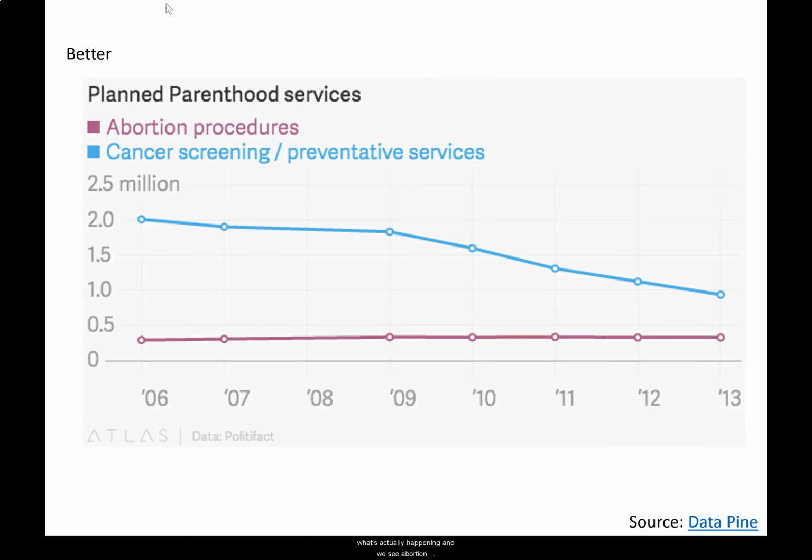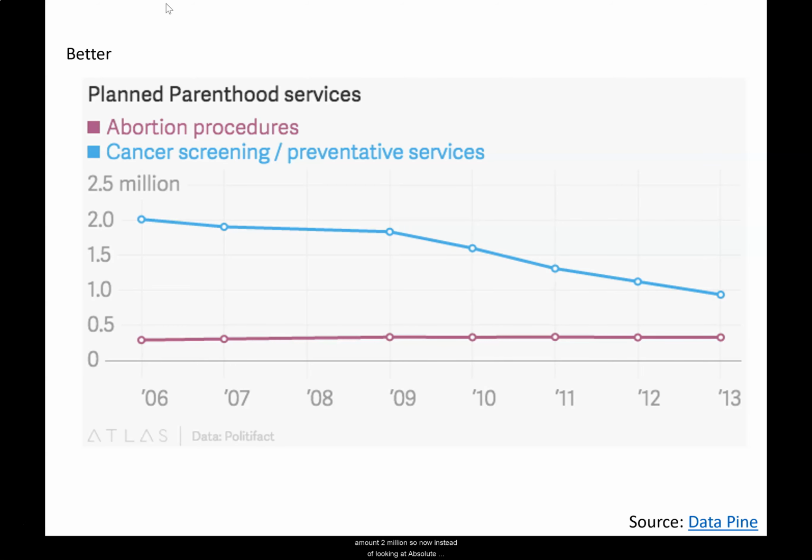Using the data, we can change the graph so that it's more representative of what's actually happening. And we see abortion procedures in purple and the cancer screening and preventative services in blue. This graph definitely does show a decrease in the cancer screening, but looking at the abortion procedures, it seems to be pretty steady in comparison.